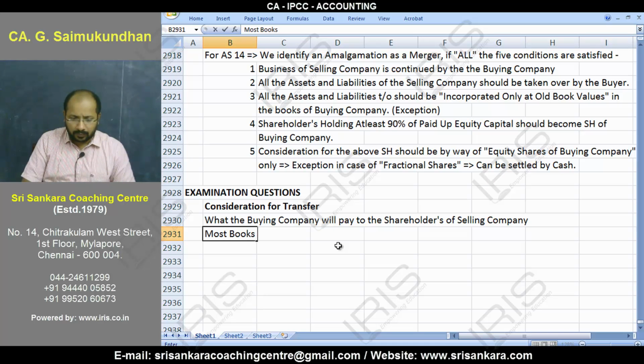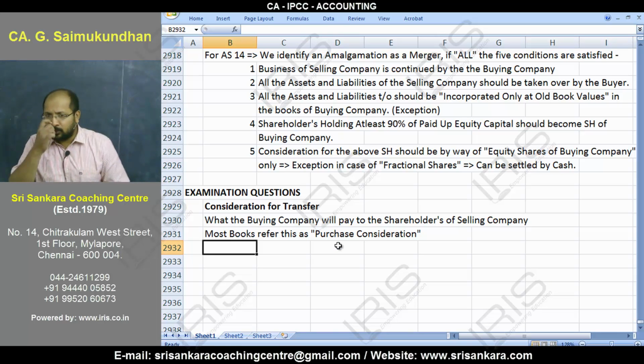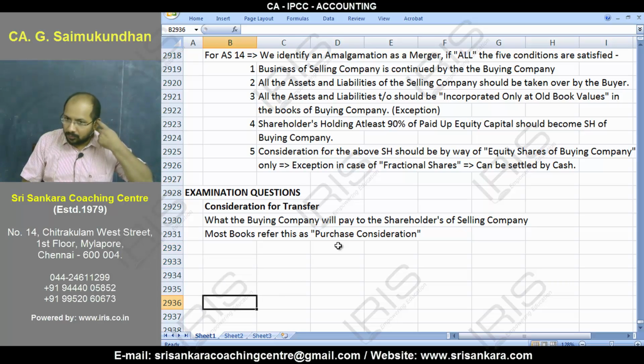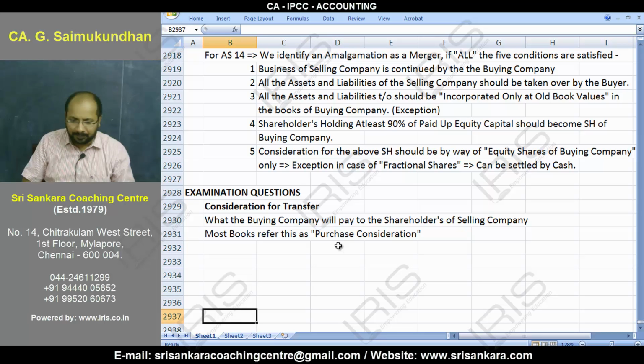Most books refer to this as purchase consideration. I refrain from using this as purchase consideration. I will use it only as consideration for transfer. Again, thanks only to a classroom interaction. Purchase consideration, students started asking, why can't I call it sales consideration from seller's perspective? You can use it that way also if you are really interested. No panchayat, we will use a simple little phrase, consideration for transfer. The consideration for transfer is arguably the most important working as far as any amalgamation is concerned.